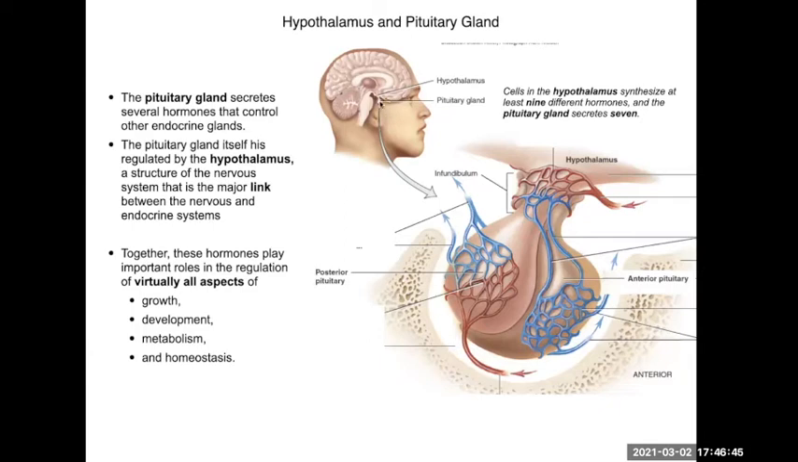Your hypothalamus is part of your brain. The pituitary gland is a mix of endocrine epithelial and nervous tissue. The pituitary gland is the one that's going to secrete several hormones that control a whole bunch of other endocrine glands. And that pituitary gland itself is controlled by the brain tissue of the hypothalamus. Together, these are really the major center of the endocrine system, because they're going to control so many other things.